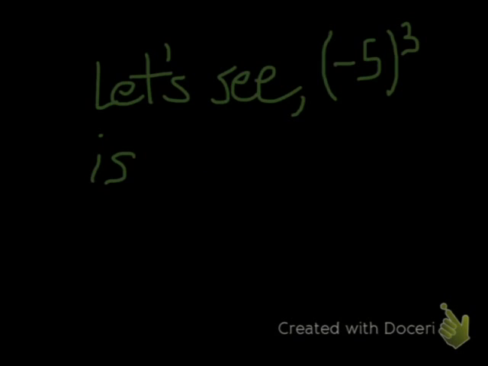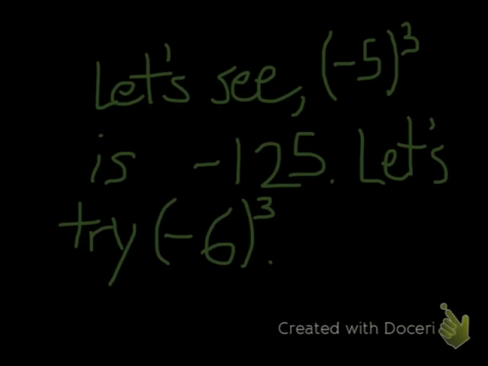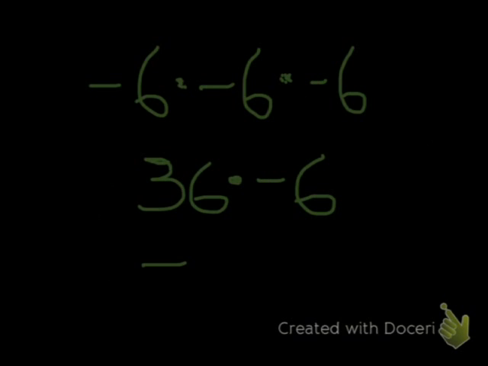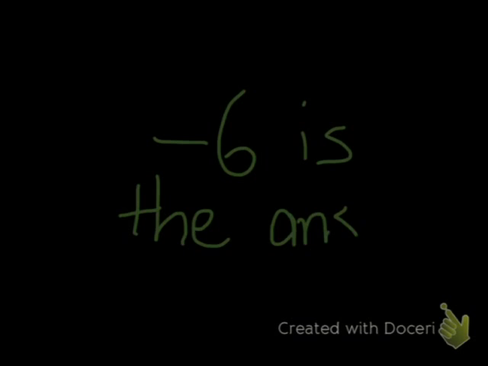So let's see. Well, what's negative 5 cubed? Well, it's negative 125, so it has to be somewhere around that area. So let's try negative 6 cubed. Negative 6 times negative 6 times negative 6, 36 times negative 6, negative 216. Yep, we got it. Negative 6 is the answer, kiddos.